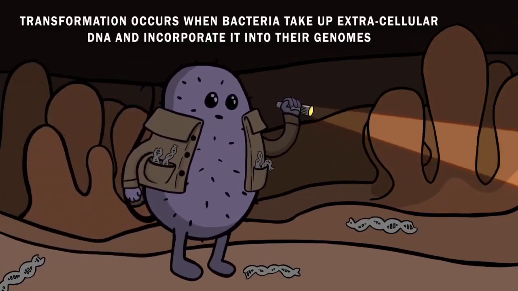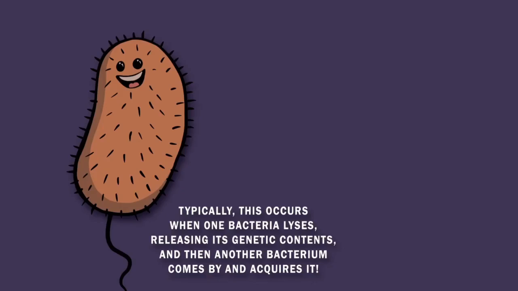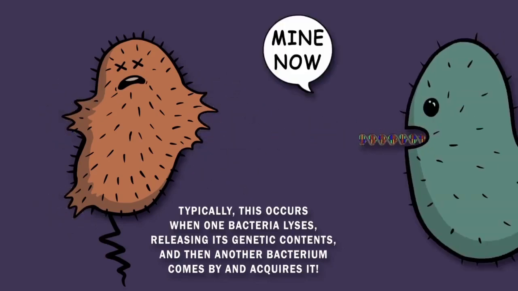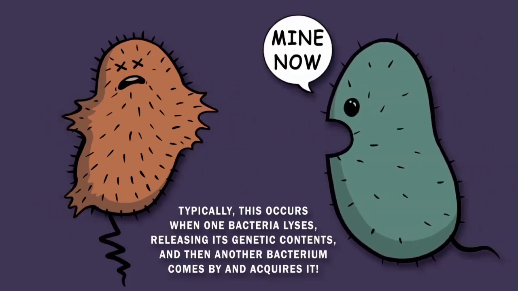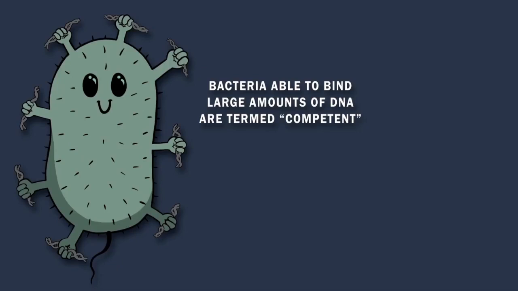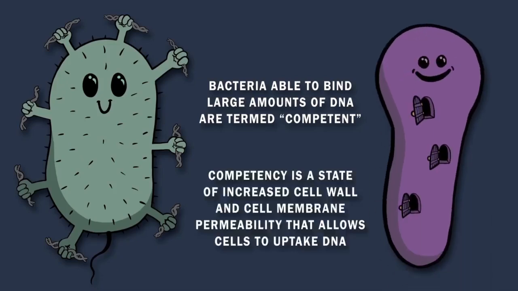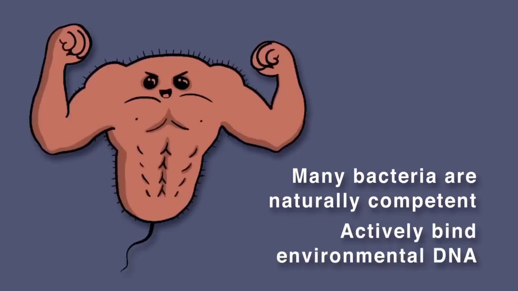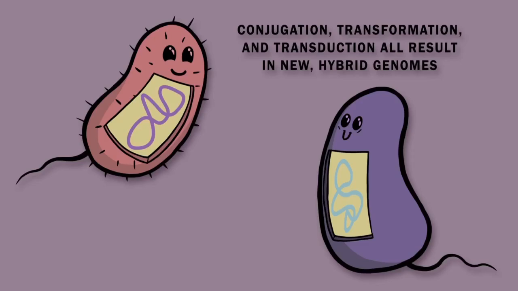Transformation occurs when bacteria take up extracellular DNA to incorporate into their genome. Typically, this occurs when one bacterium lyses or splits open, releasing its genetic content, and then another bacterium comes by, acquiring it. Bacteria able to bind large amounts of DNA are called competent. Competency is a state of increased cell wall and cell membrane permeability that allows cells to take up DNA. Many bacteria are naturally competent and so actively bind environmental DNA.